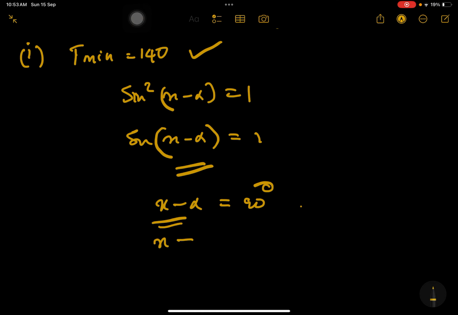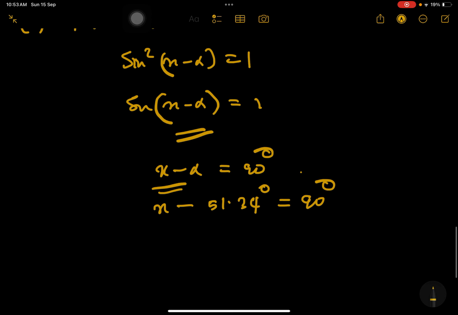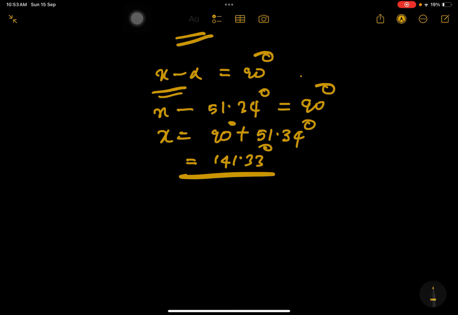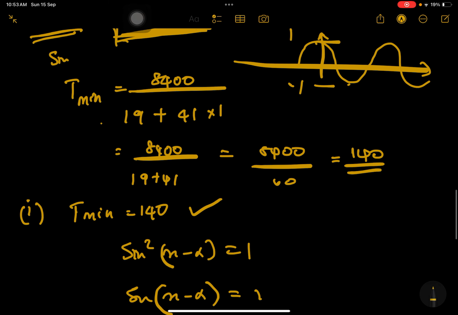We know the alpha value, 51.34, which we proved in the first part. So x is going to be 90 degrees plus 51.34, which is 141.34. So this is the value where the t minimum is happening.